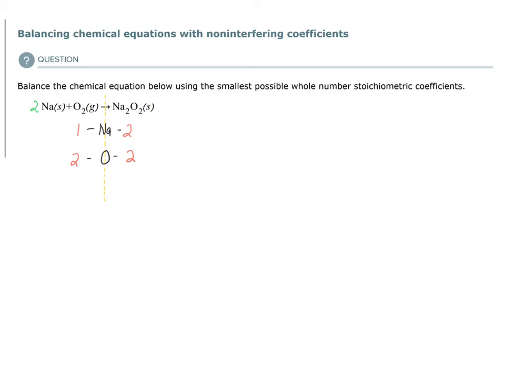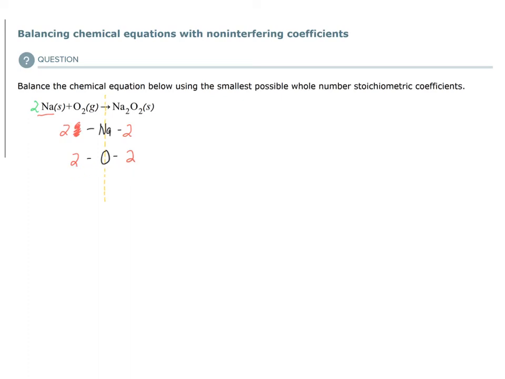Every time you change the coefficient, you need to stop and recalculate. So this 2 was for this substance, so this recalculates to two sodium atoms. I still have two oxygen atoms, and the right didn't change at all because I didn't adjust any coefficient on this side. This is still a 1. So if I look now, this appears to be balanced, and that was already balanced.